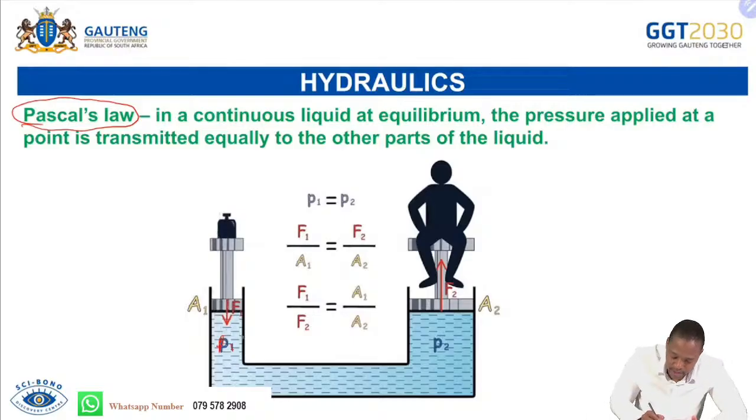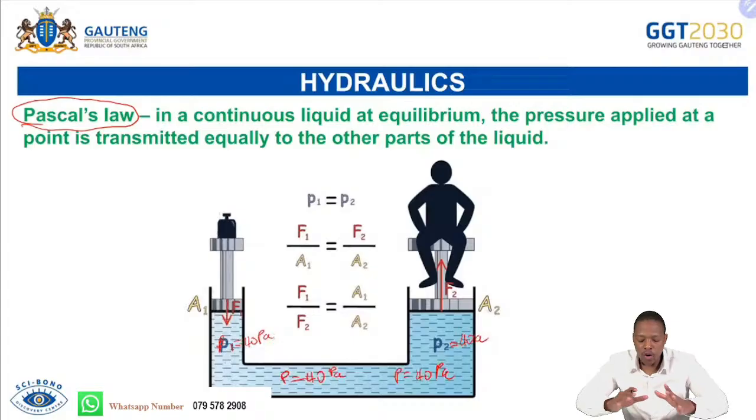What it says is that the pressure that will be here will be transmitted equally to the other parts. So if the pressure that was here was equal to 40 pascals, for example, it means the pressure here will also be equal to 40 pascals, and the pressure here will also be equal to 40, but it is transmitted equally to the other parts of the liquid.